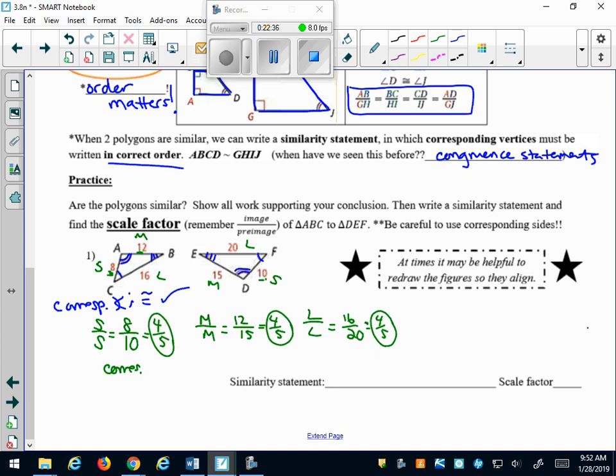So corresponding sides are proportional. Wow, I'm having a hard time writing this here. So we can check that off. Similarity statement, triangle ABC similar to triangle. Now watch the order. ABC. A is the double arc angle. So what goes with that? D, good. And then E, and then F. And our scale factor we found to be 4 over 5. Again, if you had gone the other direction, it would have been 5 over 4 as the scale factor, and that would be correct as well.